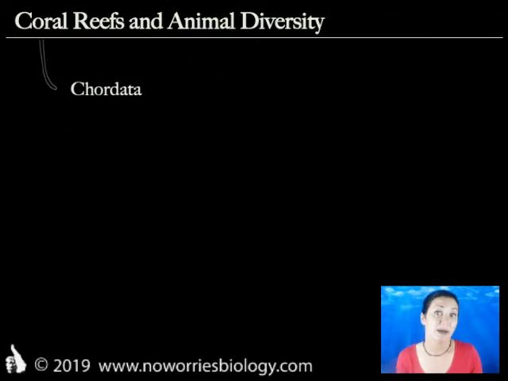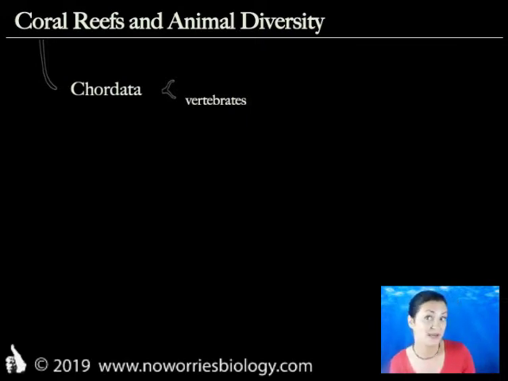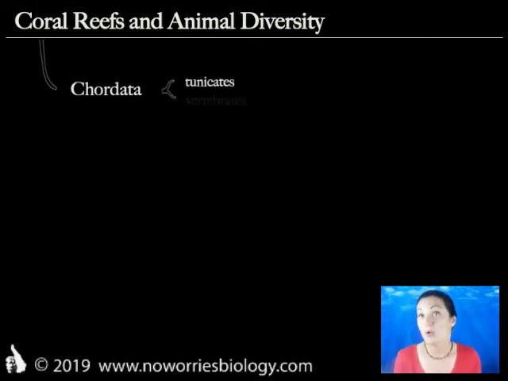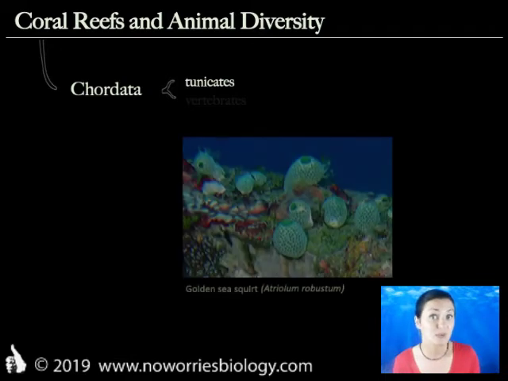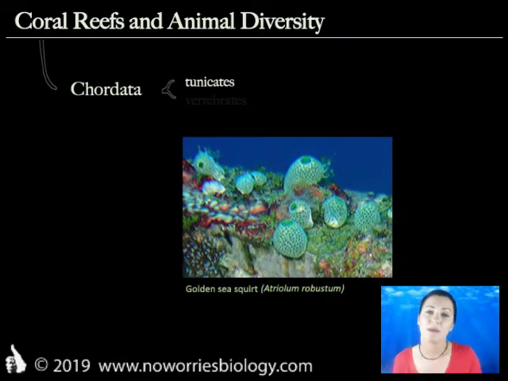Chordates have a spinal nerve cord which in vertebrates like us develops into the spinal cord and brain. But let's first have a quick glimpse into a less complex clade of chordates, the tunicates. In coral reefs, they are represented by animals like this golden sea squirt, for example.